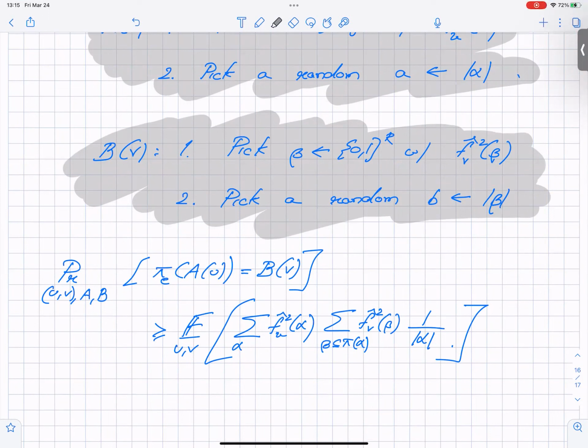Sorry, what is beta in pi of alpha? Alpha was viewed as a string in {0,1}^L, and I need pi of alpha. I view alpha as an indicator of labels, then apply the projection on those labels and get the corresponding indicator function on R's. So what you're picking here are valid alpha, beta pairs that will satisfy the pi constraint on the edge.